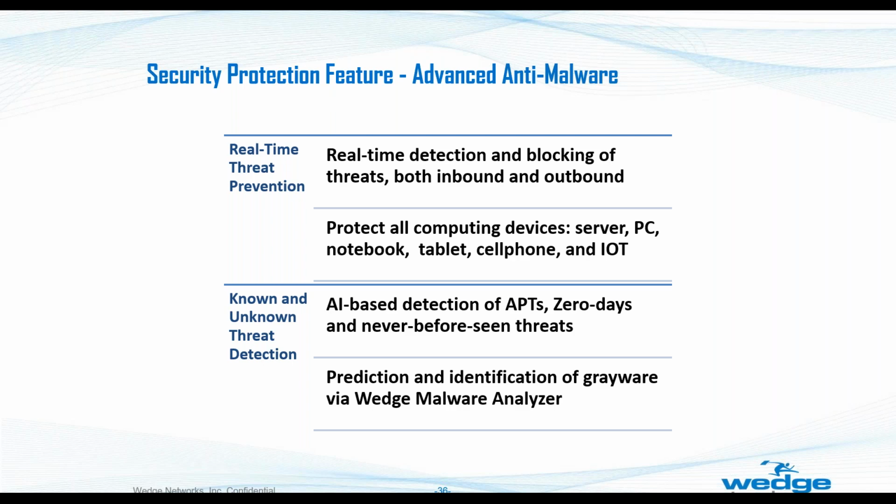WedgeCND provides real-time monitoring and threat blocking for both downloaded and uploaded network traffic. It can block malware in real time for various IP terminals connected to the AP devices, including cell phones and IoT devices as well. Furthermore, WedgeCND can detect various types of known and unknown malware, thanks to the AI technology and sandboxing techniques employed by WedgeCND.